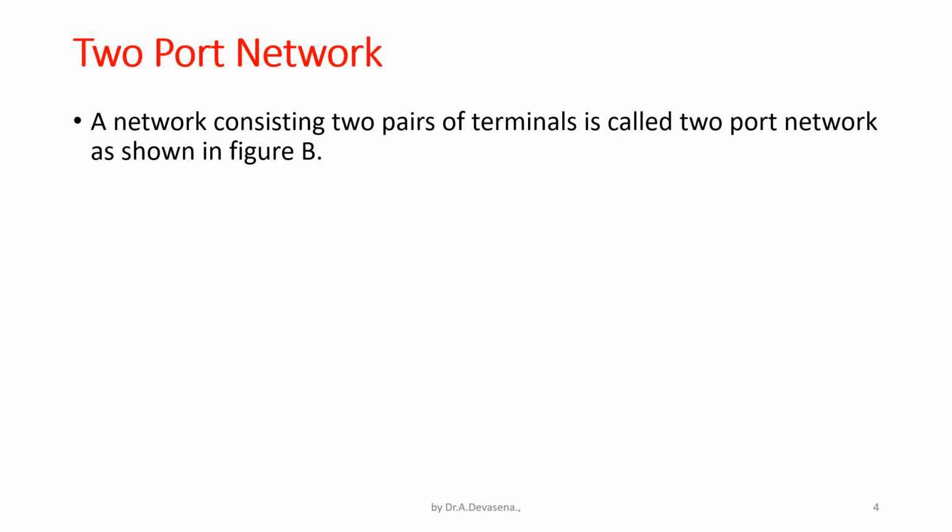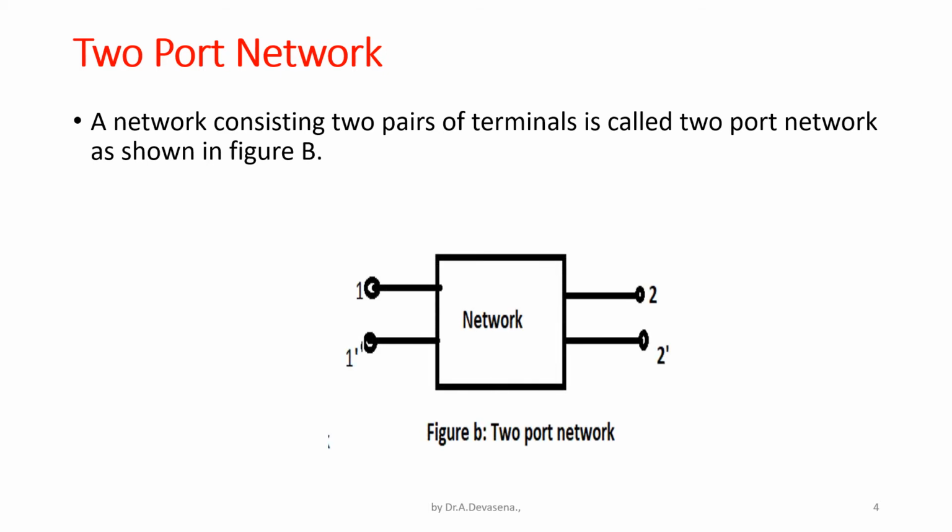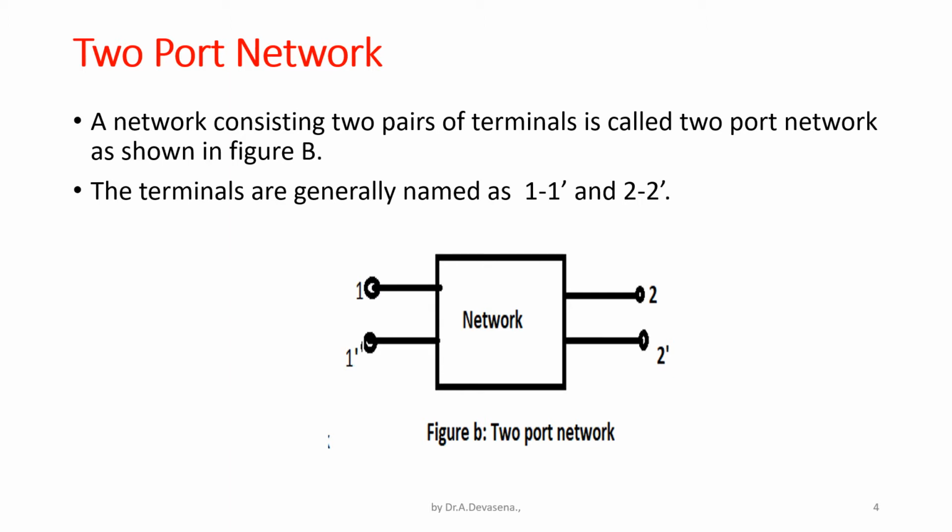Now let's see the two-port network. A network consisting of two pairs of terminals is called a two-port network as shown in figure B. This is the representation of a two-port network. Here we have two pairs of terminals, 1 and 1 dash, and 2 and 2 dash.